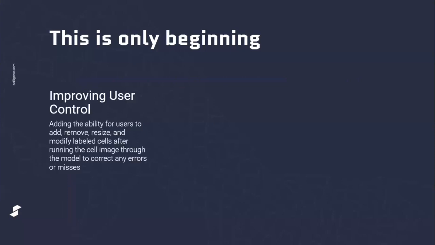We're going to be improving user control immediately with it. As you probably saw, there were some cells that were missed, or maybe the bounding box wasn't perfectly around the cells, or maybe it labeled something wrong. So the user will be able to go in afterwards with our filtering tool and add boxes, remove boxes, and resize them. That way you can use this tool as a way of getting a quick rough draft of the cell slide, and then you can have your scientist just finalize it. So it speeds up the process that way.